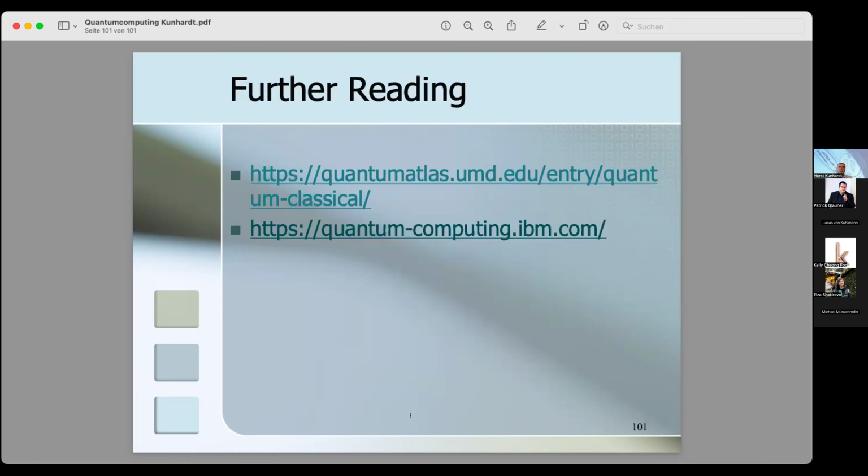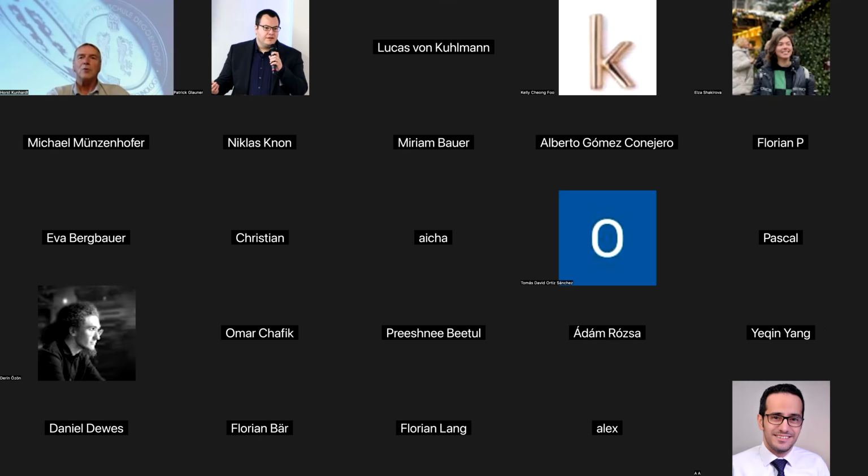At the end, two interesting links where you can look up some basic terms in quantum computing. Quantum Atlas is very interesting, and quantumcomputing.ibm.com, where you can have access to manuals, a simulator, and a lot of further reading and additional information for quantum computing. So that was from my side, and I hope you now have an overview of the implementation and how the design of a quantum computer could look.